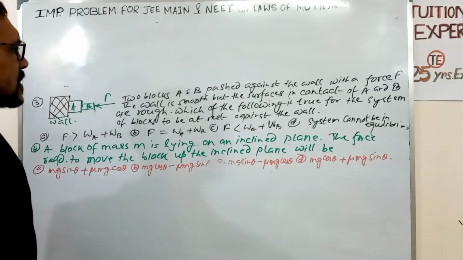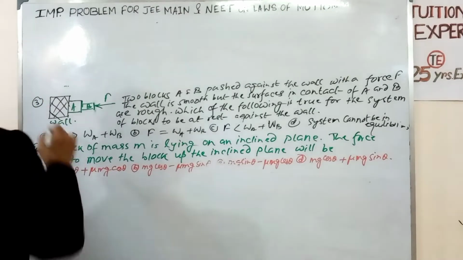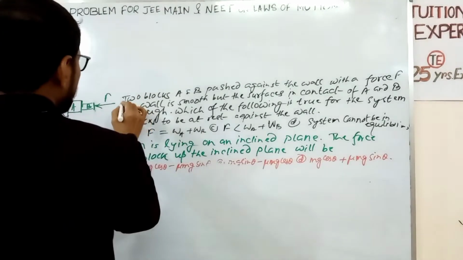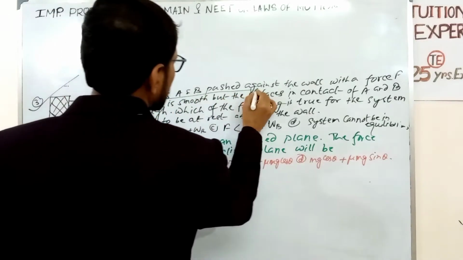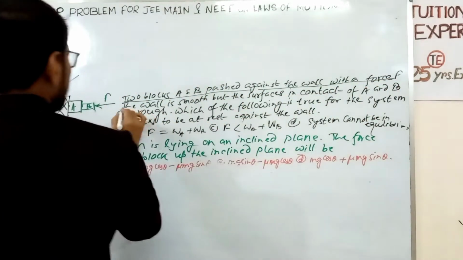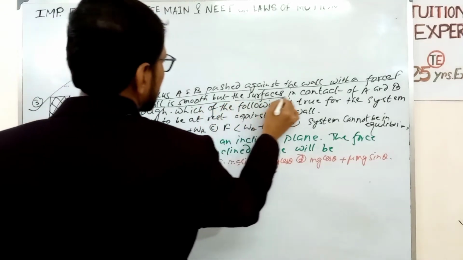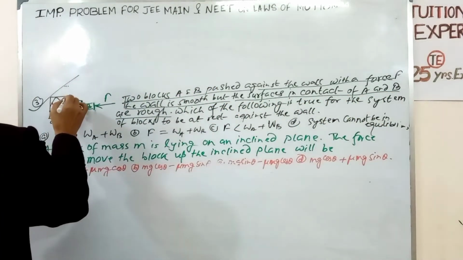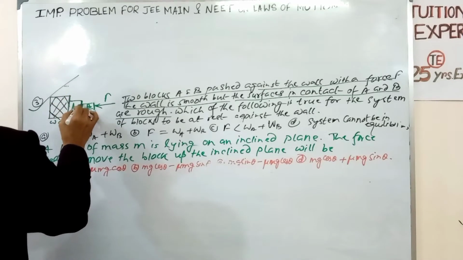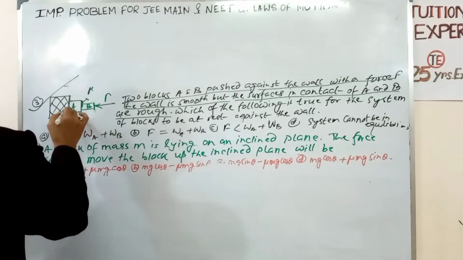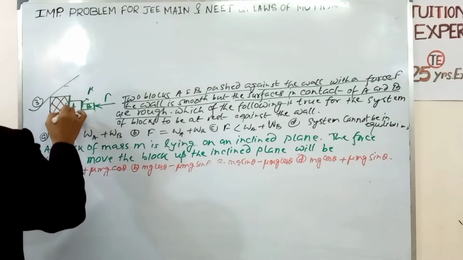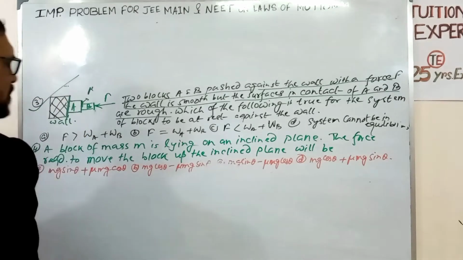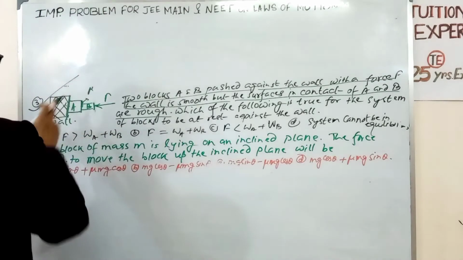Now what is the problem? Problem number 3. Two blocks A and B are pushed against the wall with a force F. The wall is smooth, but the surfaces in contact of A and B are rough. That is, this wall is smooth and the contact between A and B is rough. This is the contact, a rough surface, but the surface between the wall and this block is smooth.